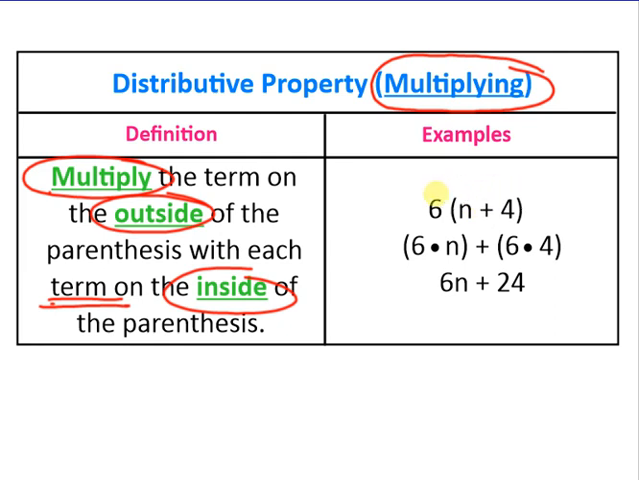But essentially what happens is you take 6 and you multiply it times the n, so you get 6 times n, okay? And then you also multiply it times the 4, so 6 times 4. So you get 6 times n plus 6 times 4. So you end up with 6n plus 24, because 6 times 4 is 24.